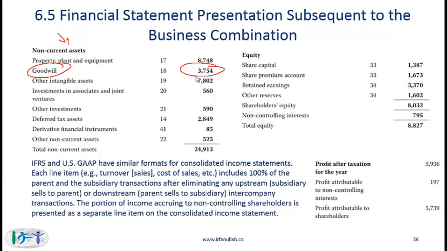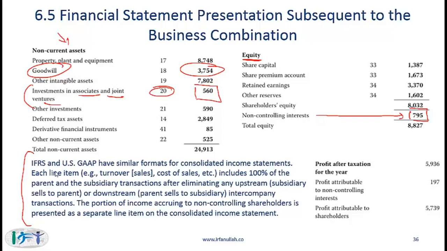Also, connecting with an earlier section, we see investments in associates and joint ventures. So here the equity method has been used, one-line consolidation. The details are shown in footnote 20. On the equity side, we see this non-controlling interest. So that also confirms the fact that we have acquisitions.